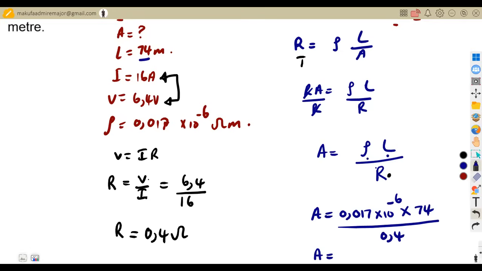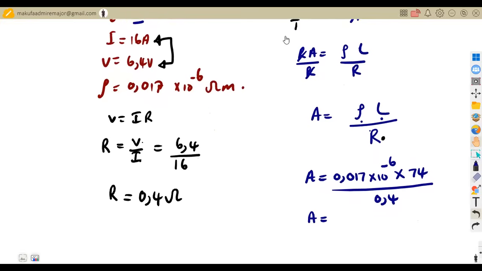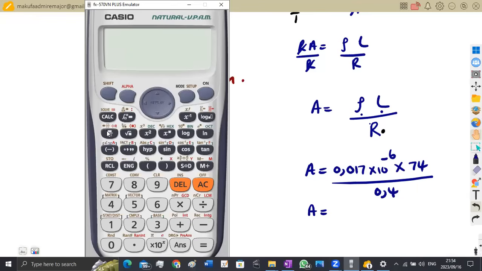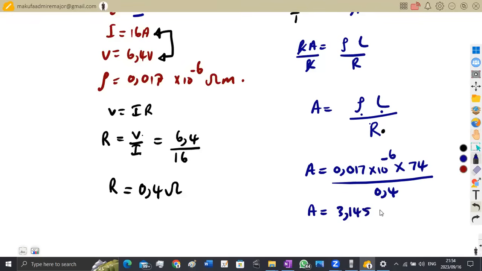So this one is going to give us our area, knowing that our area is measured in square meters in this case. All we're going to need is our calculator to simplify this value, that is 0,017 times 10 to the exponent of -6. Then we multiply by 74 over 0,4. That gives us 3,145. So we are going to obtain 3,145 times 10 to the exponent of -6 in square meters.